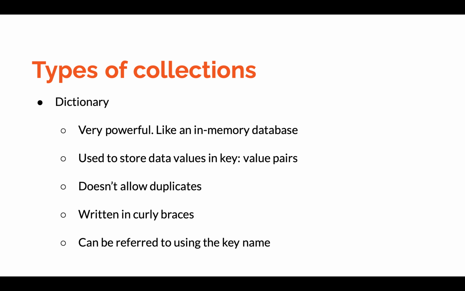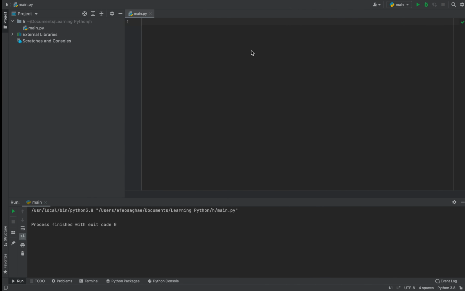While dictionaries are messier, they have no particular order, but they're very powerful and like an in-memory database. They don't allow duplicates, whereas you can have the same values multiple times in your list. They're written in curly braces and can be referred to by using the key name. Now, there are two ways of creating a dictionary. Let's go over the first way.